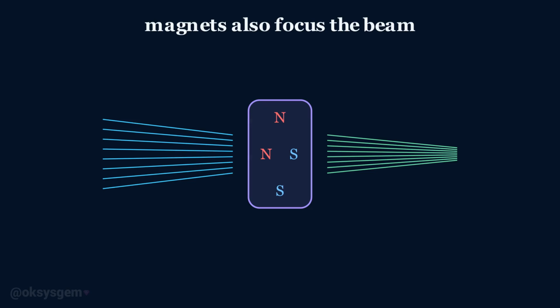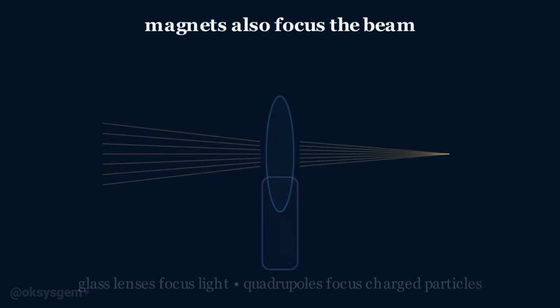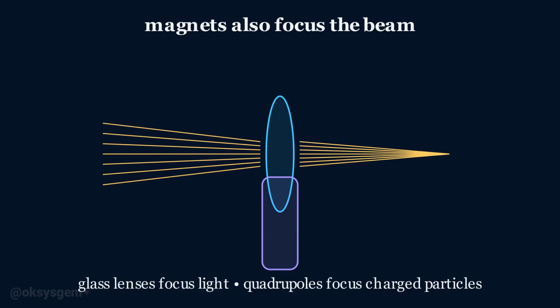Not every magnet bends the particles around the ring. Some magnets focus the beam. Even if billions of protons begin traveling in roughly the same direction, tiny differences in their positions and motion would cause the bunch to spread out over time. If that happened, particles would eventually strike the walls instead of reaching their intended destination.